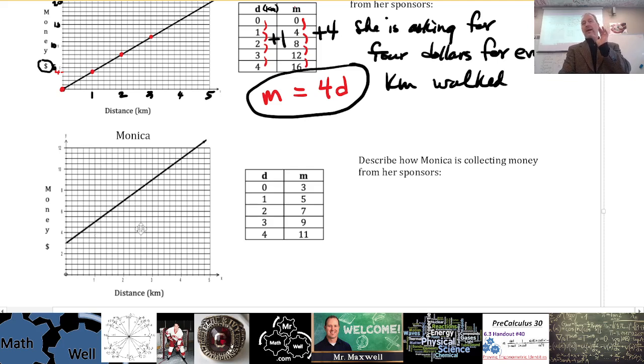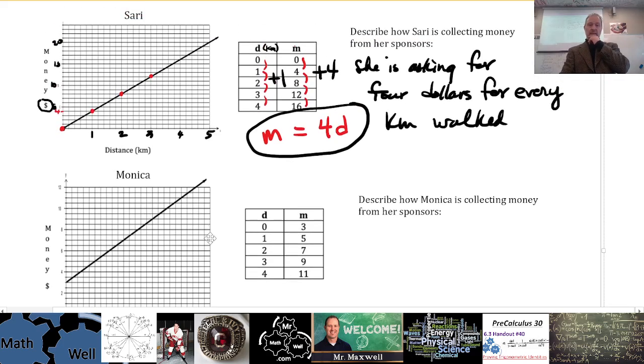So maybe I'll add to that, okay? For every kilometer that's walked, would these sponsors owe more money or less money, do you think? Now, it looks like the amount of money is different. Okay, let's just say it's different.